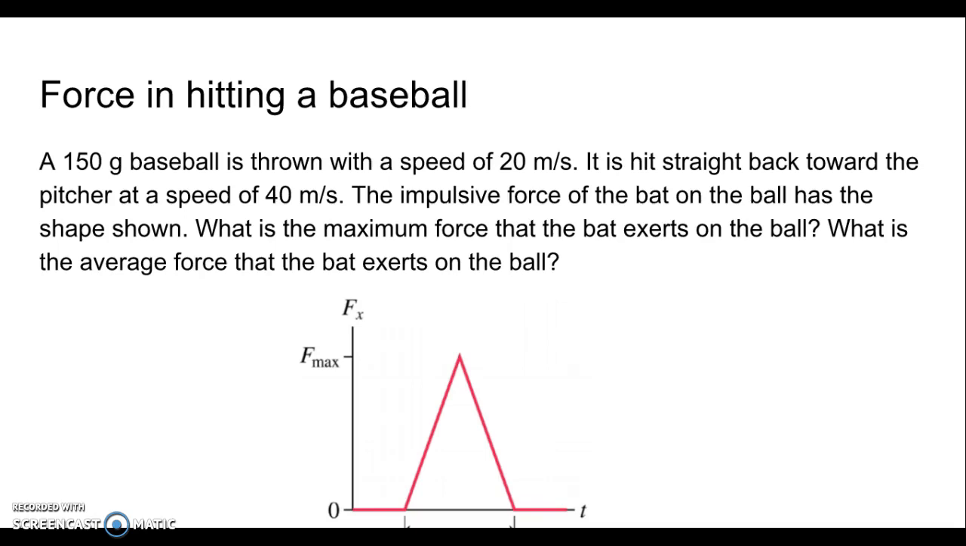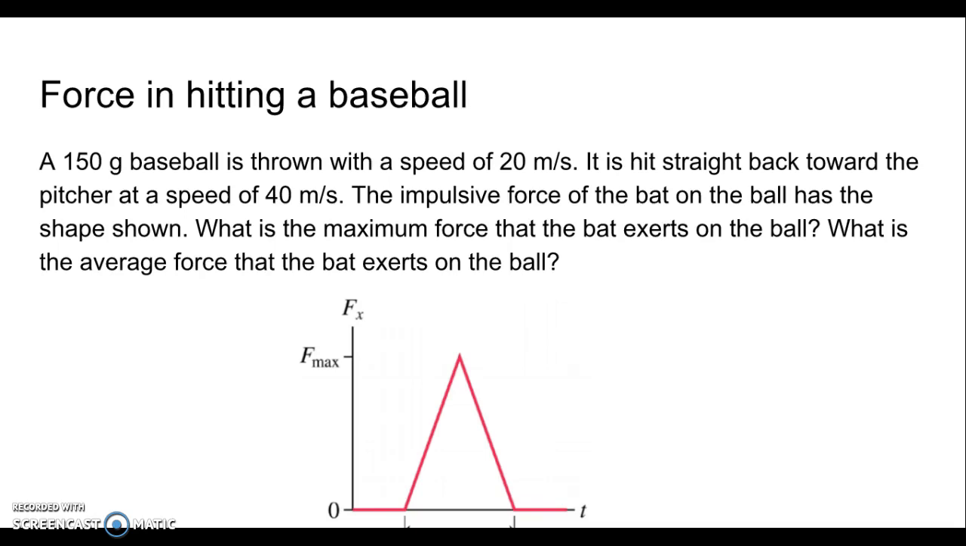All right, looking at another example here, so let's suppose we have a 150-gram baseball. So we're probably going to have to change that to kilograms. And it's thrown with a speed of 20 meters per second. It is hit straight back towards the pitcher at a speed of 40 meters per second. The impulsive force of the bat on the ball has the shape shown.